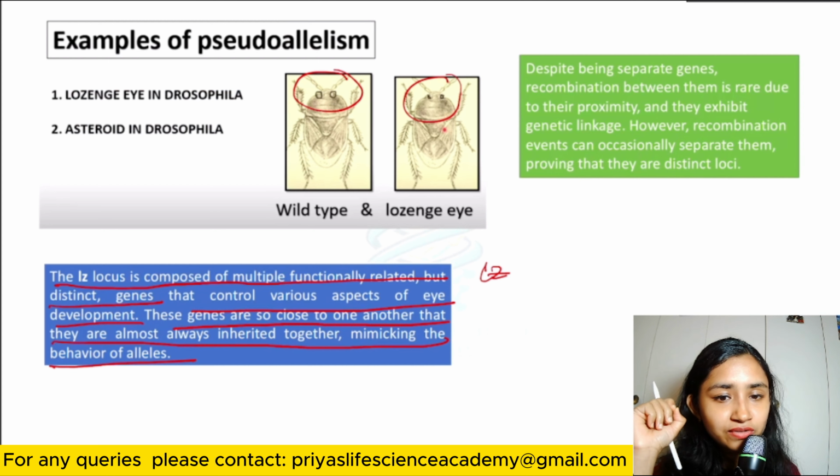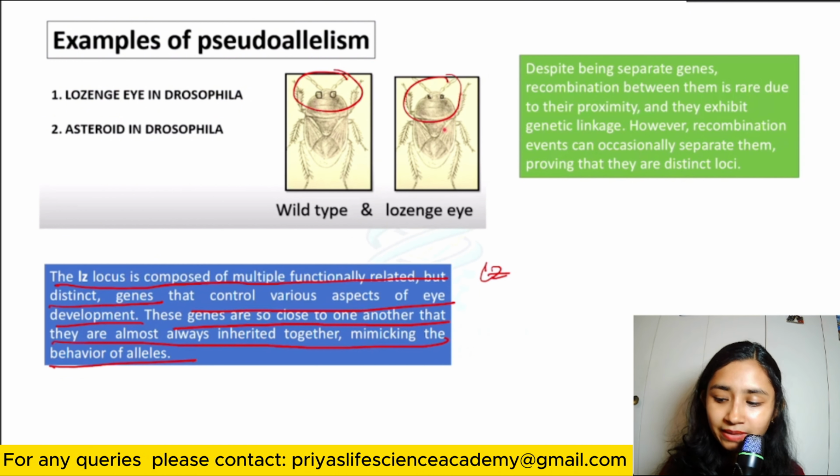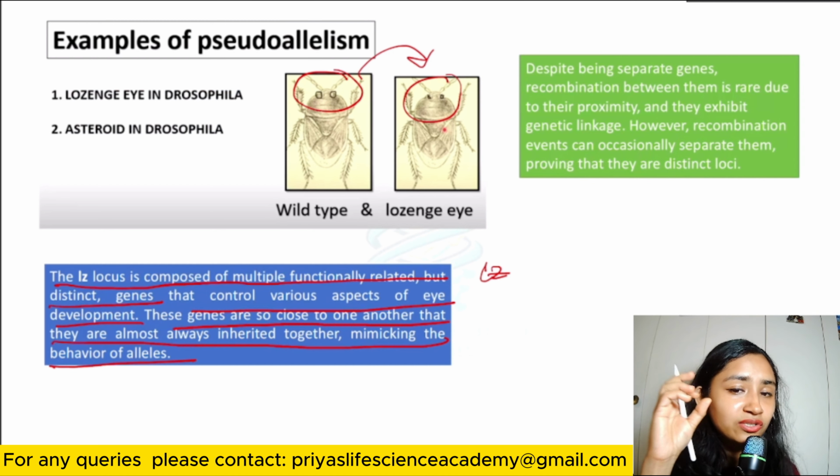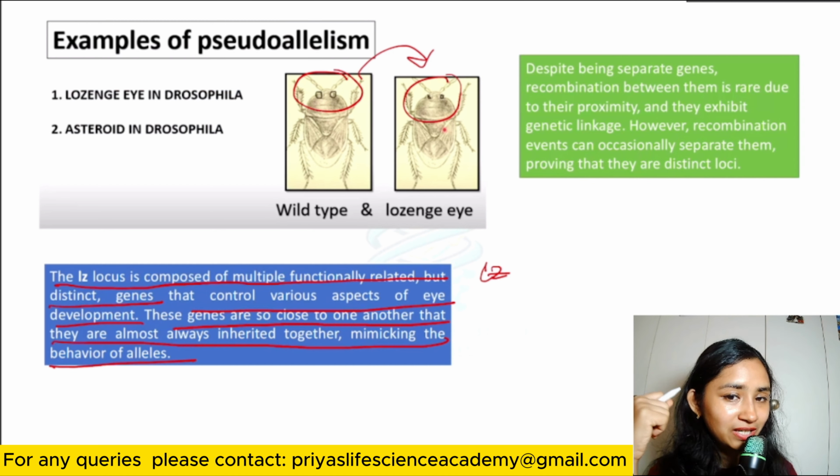In Drosophila, there is a locus known as lozenge. This locus is important and responsible for Drosophila's eye development. Whenever there is a mutation in the lozenge locus, the wild type eye becomes a lozenge eye, that is the diamond shaped eye. But in the lozenge locus, there are a lot of types of genes with a lot of alleles. They are not the alleles of the same gene, they are the alleles of different genes.